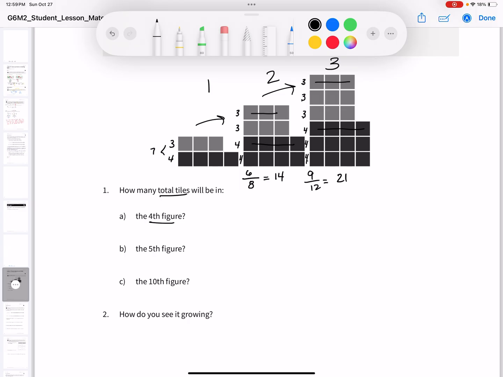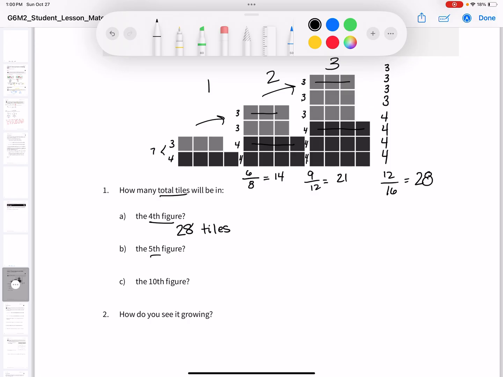So the fourth figure, what would the fourth figure look like? Well, I would say we would have 3, 3, 3, 3. So we'd add one more line of 3, and 4, 4, 4, 4, another line of 4. So that would get us 3, 6, 9, 12, and 8, 12, 16. And that would get us 28. So for the fourth figure, there would be 28 total tiles. What about the fifth figure?